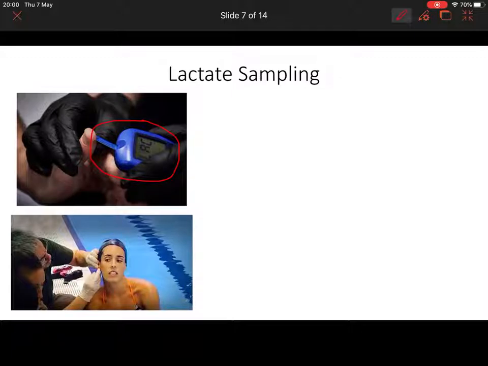But what you would generally do is take a little prick with the needle, and you'll see the little blue strip here. There'll be a little bit of blood that goes into the strip. That then goes into the Lactate Pro, and literally within a few seconds you will get a lactate reading in millimoles. Okay.